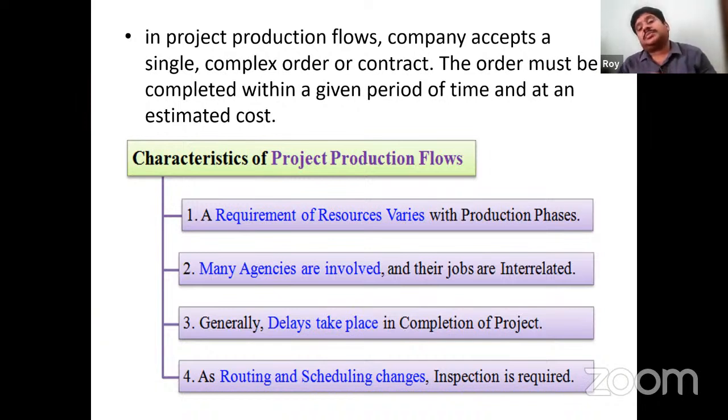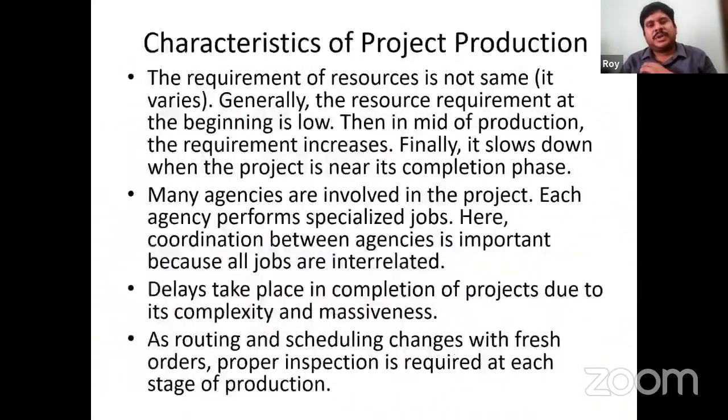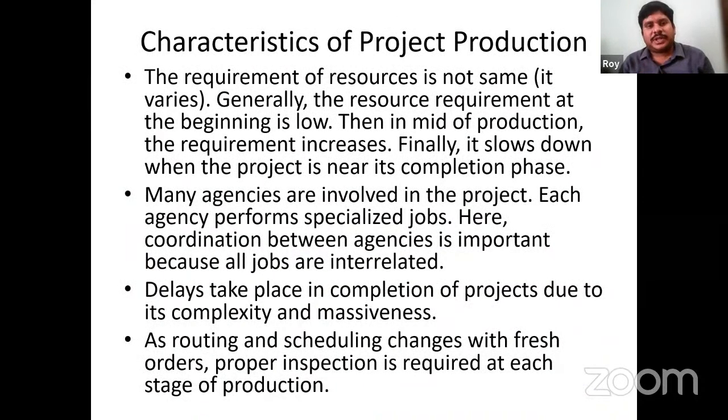This is the thing. We need to do it on time, with an estimated cost. What are the characteristics? Requirement of resources varies. Many agencies are involved. Delays take place. Routing and scheduling also will be there. What are the characteristics of project production? In this, the requirement of resources is not the same. It varies.